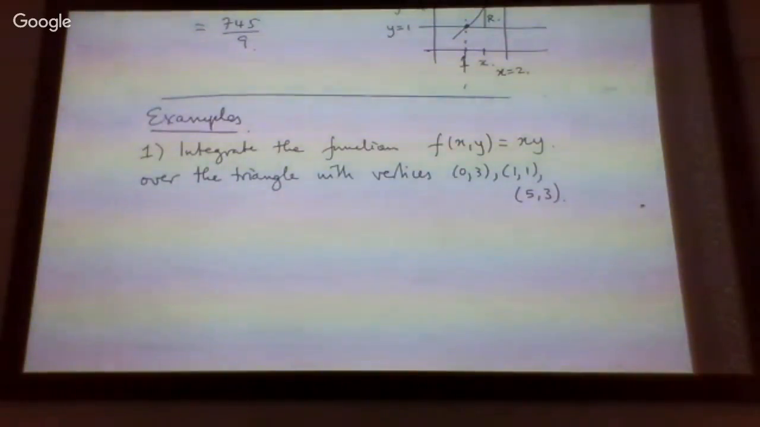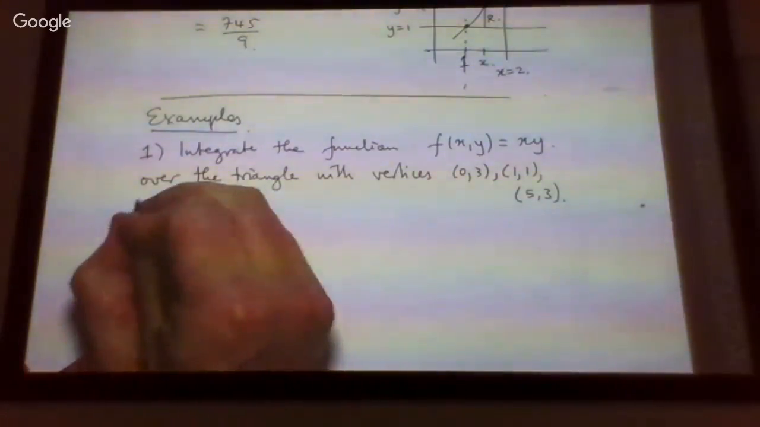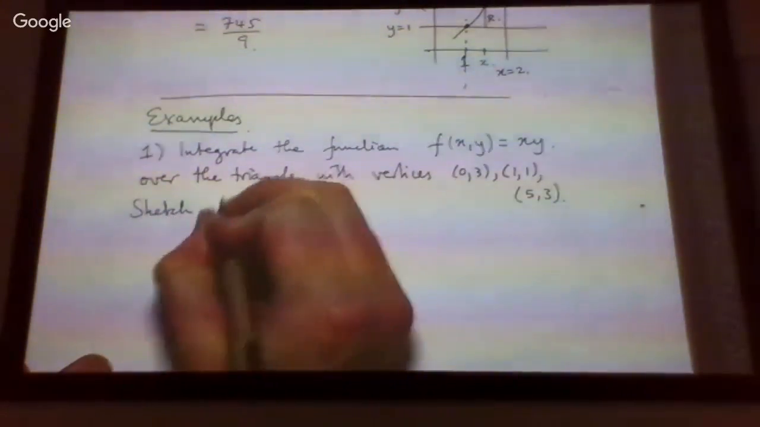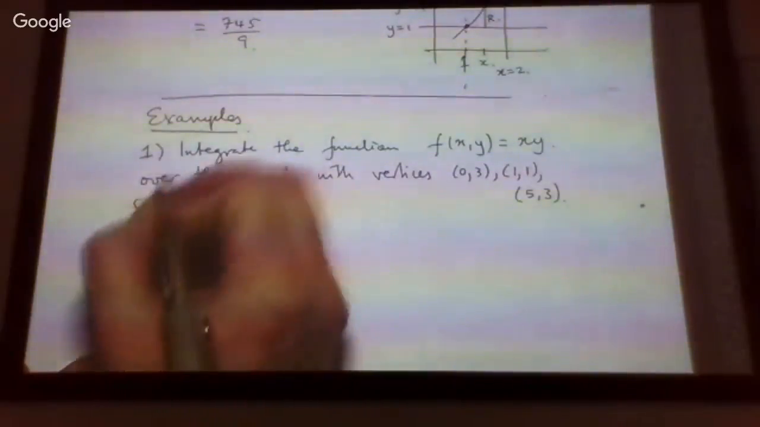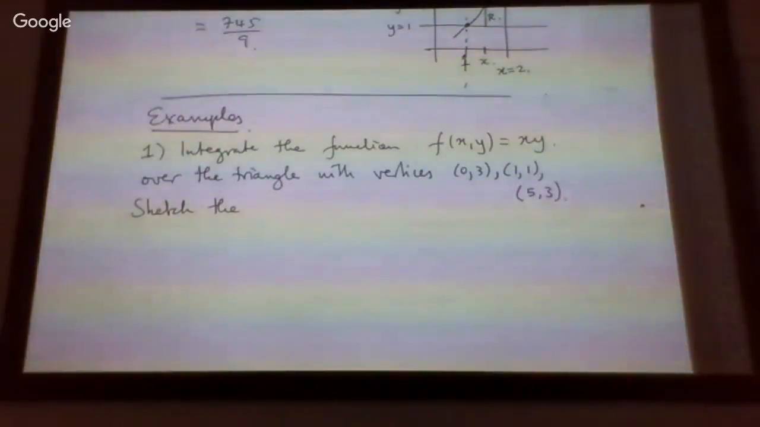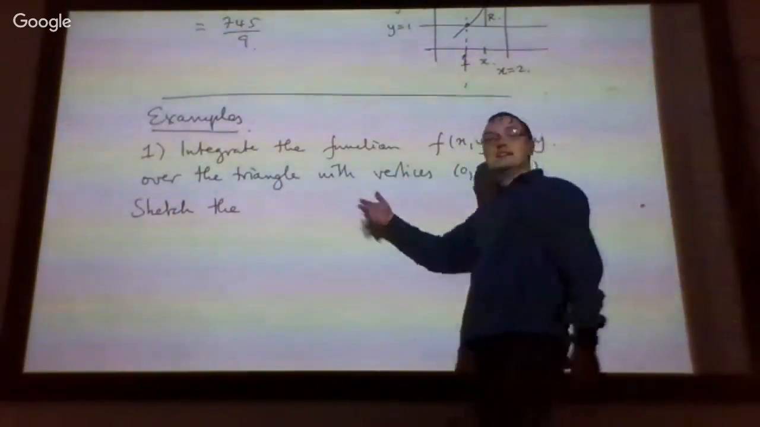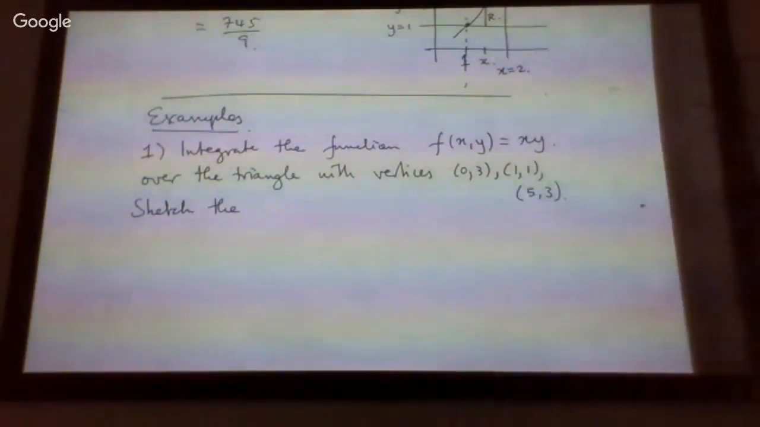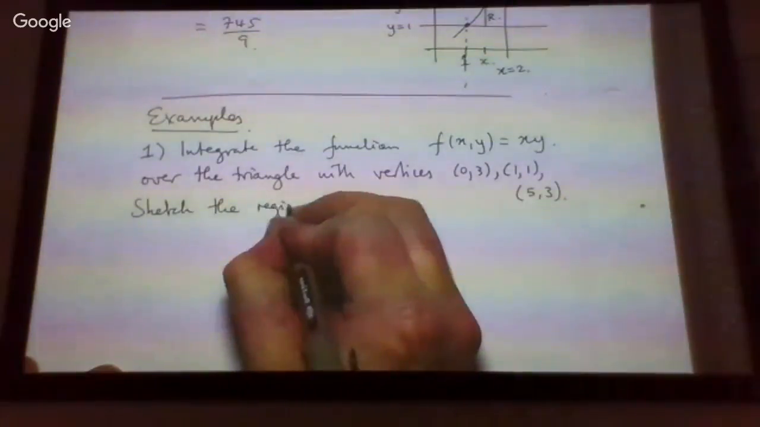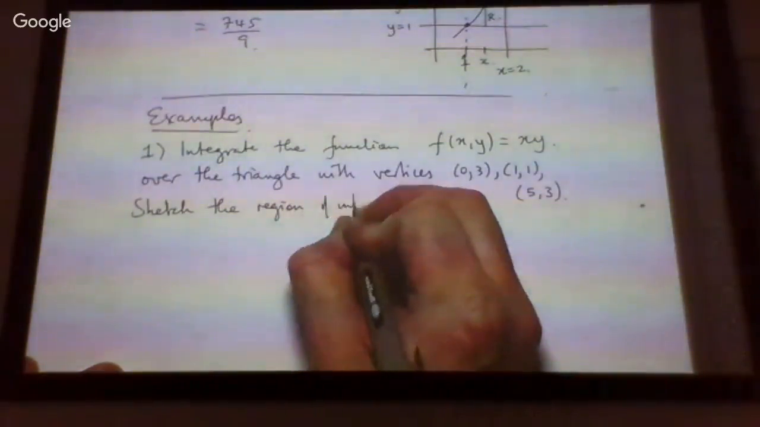So the first thing that we should do here is to produce a nice sketch. Okay, so it's to sketch the region of integration. So when I say over the triangle, I mean the region in the plane that I'm integrating over is the triangle spanned by those three vertices. Okay? So we sketch the region of integration.